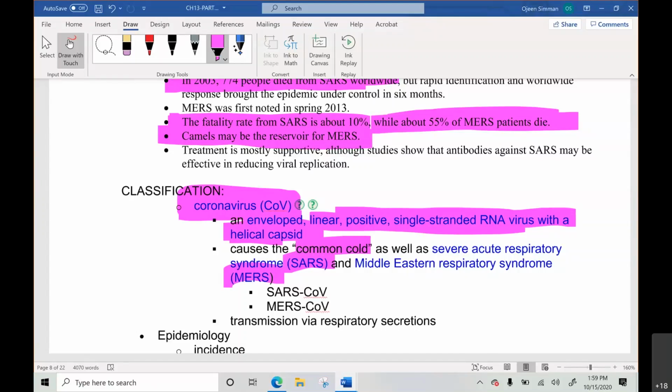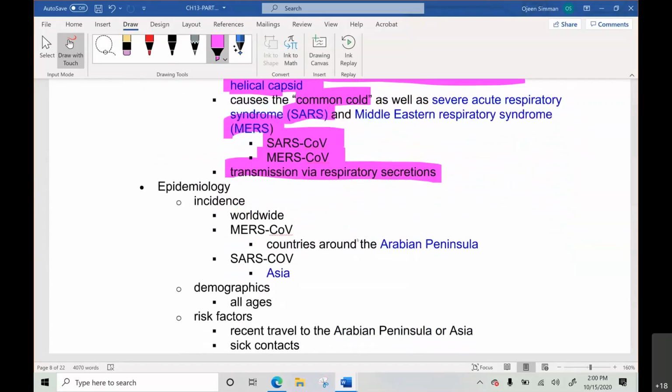So how do we write these? SARS coronavirus, MERS coronavirus. How are they transmitted? Respiratory secretions. MERS coronavirus is common in the Arabian Peninsula. The SARS coronavirus was common in Asia. It affects all demographics of all ages.